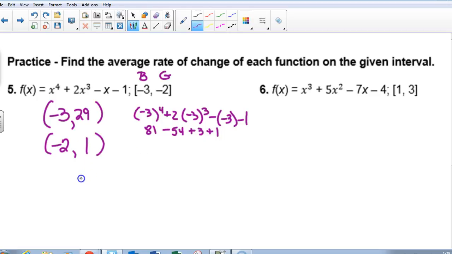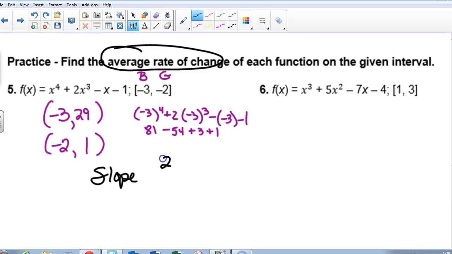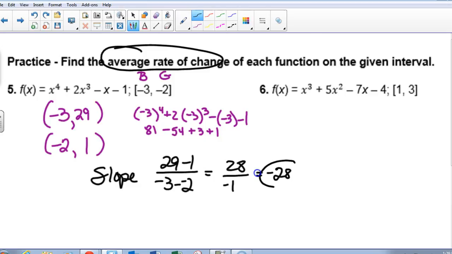Okay, what do we do after we find those 2 points? Some of you wrote this down on your homework check. I put a -3, got out 29. I put a -2, got out 1. Okay, it asks for the average rate of change. You're not done. What do you have to do? Yes, you need to find the slope. Y minus y over x minus x in whichever order you want. Anybody else get -28, or did I go too fast and mess something up? We're good? Okay.